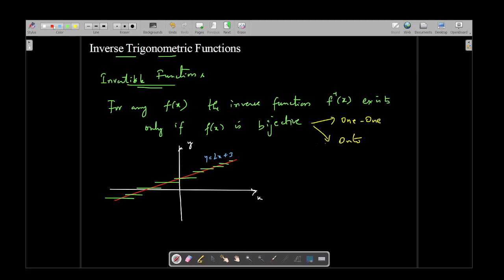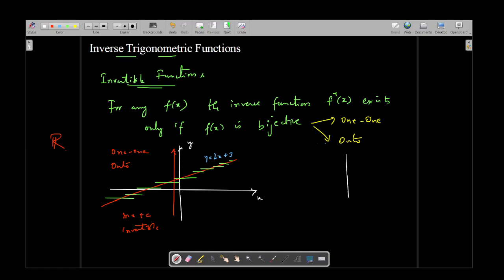So this function is clearly 1-1. And if you are checking this under real numbers, this straight line covers the entire real number range on the y-axis. So the range it is covering on the y-axis is the complete real numbers. So it is onto. So it is both 1-1 and onto. Hence a straight line of the form mx plus c is always invertible.